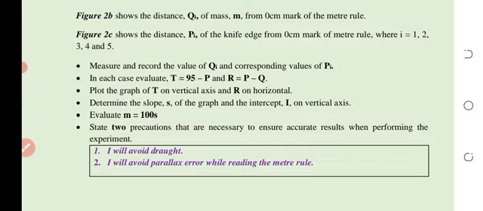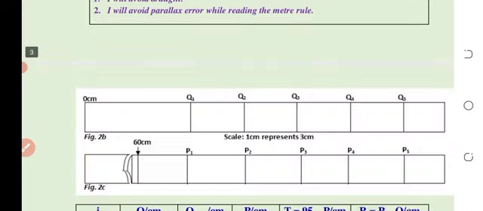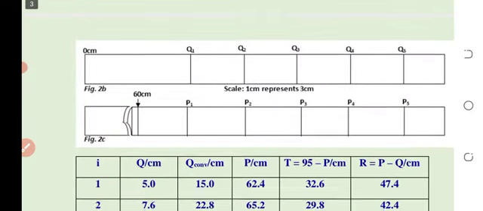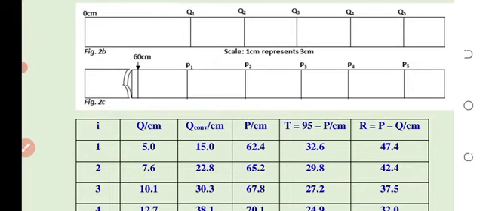Let's quickly check the figures that we are to use. Okay, we have the figures here, and also we have the table. As you can see, we are measuring the value of Q from the first figure here, and that of P from the second figure. And you can see that we are to start measuring the value of Q from the 0 centimeter mark here. Take note of that. Don't measure from the other side, because the 0 centimeter mark is written here.